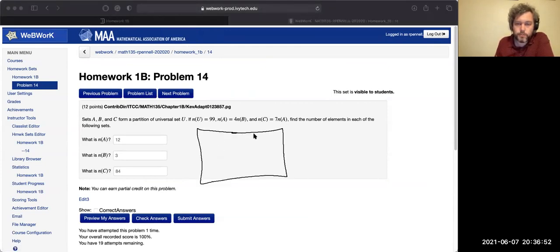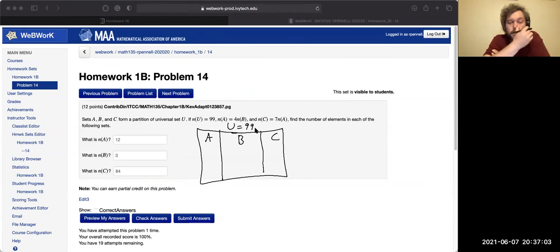So I'm going to draw it out. That seemed to work last time. So maybe we'll have more luck. Now, I know that the universe equals 99. I know that that's true. So that's what they said is true, so it must be true. Okay. They told me that A equals 4 times B and C equals 7 times A. Okay. Well, how can I work with that?